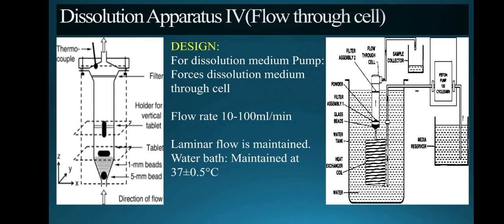Now we move forward to the fourth apparatus, that is flow through cell. Its design is that it has a dissolution medium pump which forces the dissolution medium out of the cell. Its flow rate is 10 to 100 ml per minute and here laminar flow is maintained. Here water bath is also maintained at 37 degrees plus or minus 0.5 degrees Celsius.